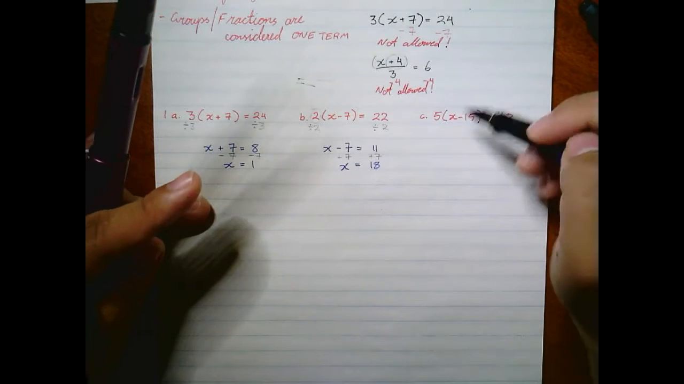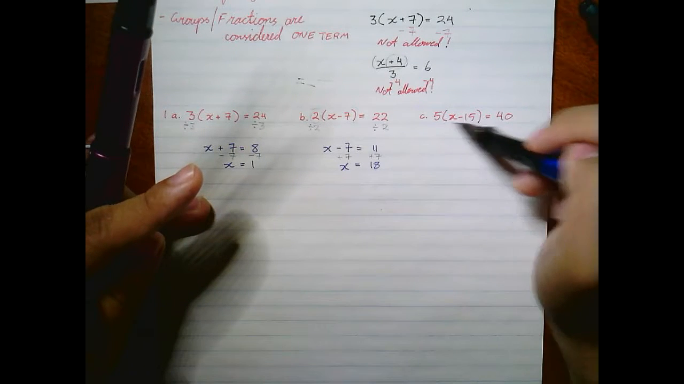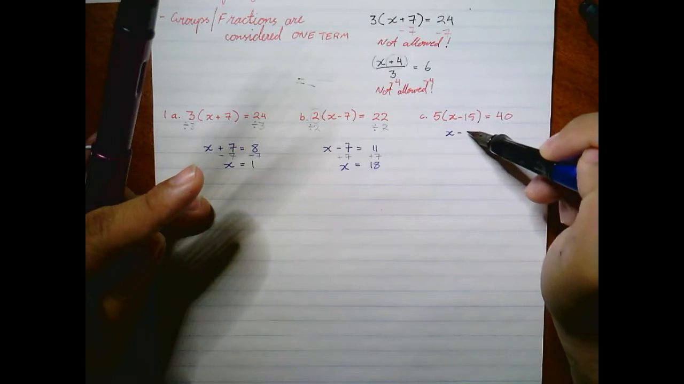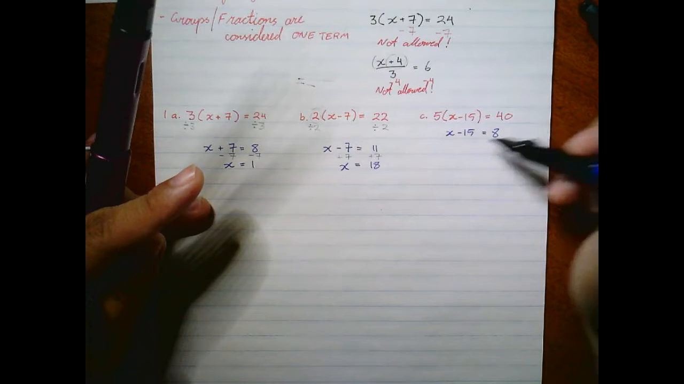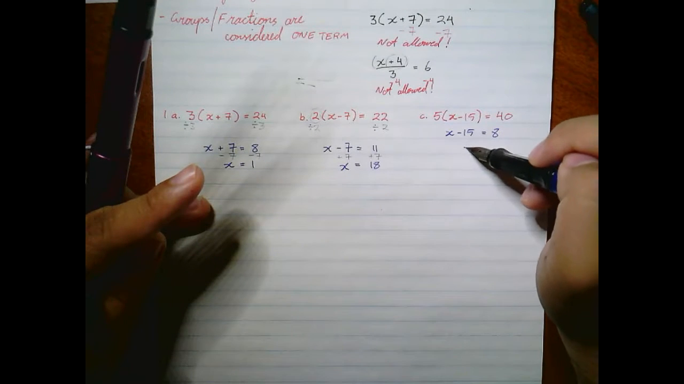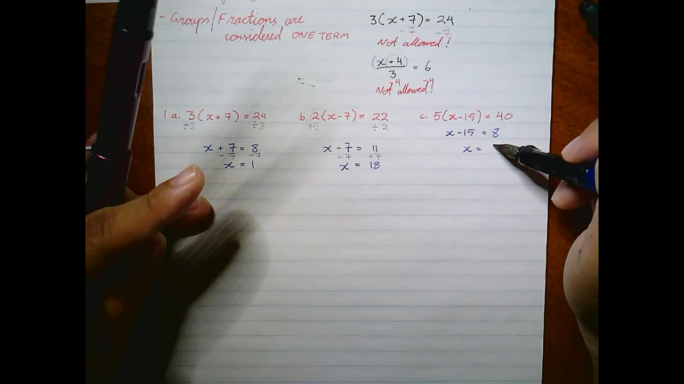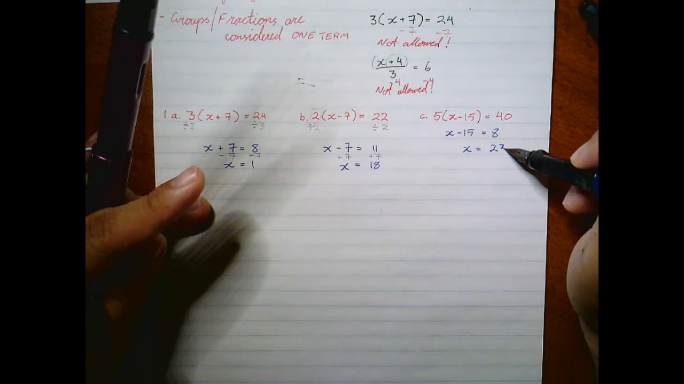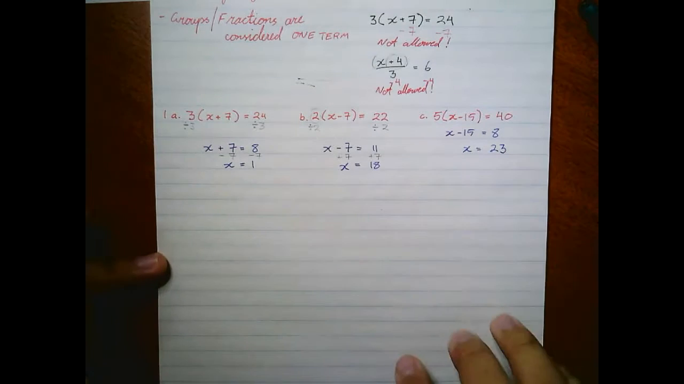Okay, hope you gave it a go. And here we go. We're going to divide by 5 first, which opens up the group. 40 divided by 5 is 8. We're going to be adding 15, which leaves us with x is equal to 8 plus 15 is 23. So x is equal to 23.